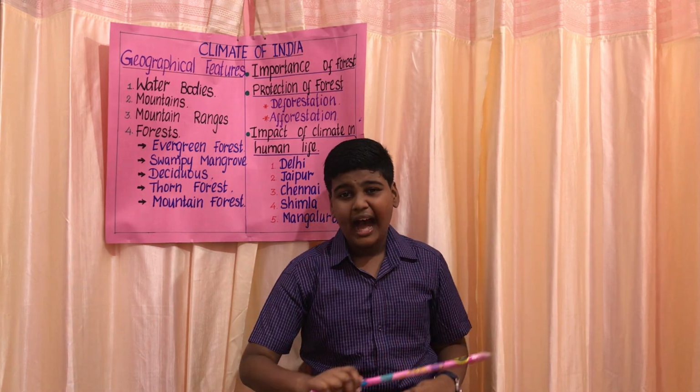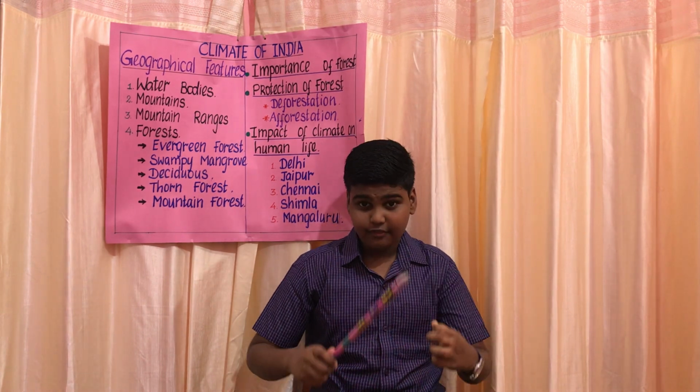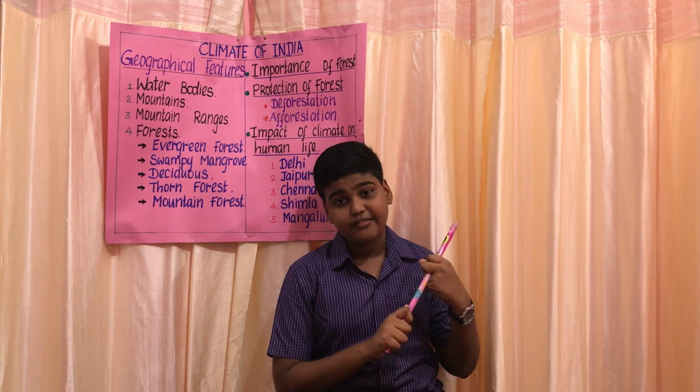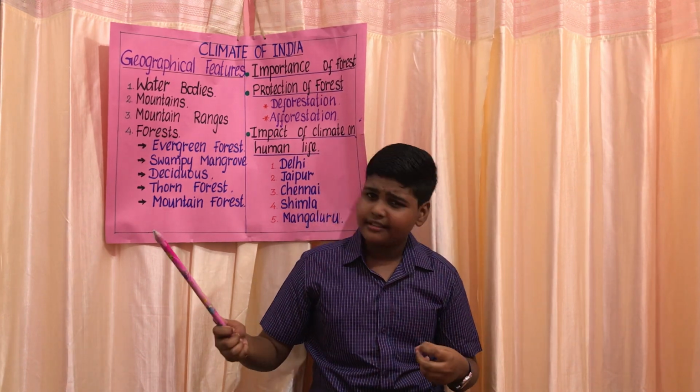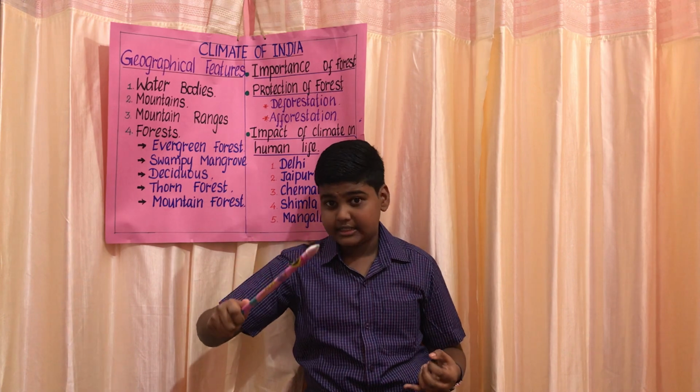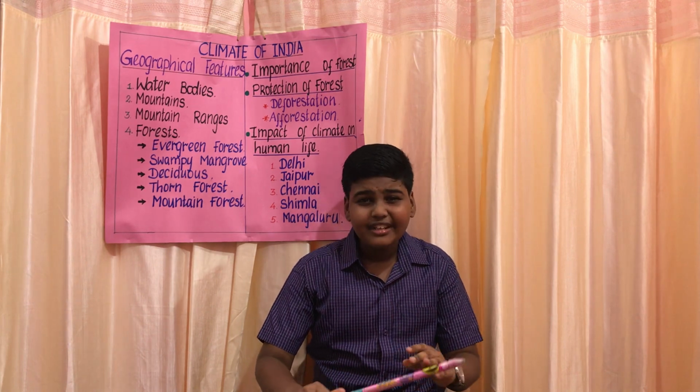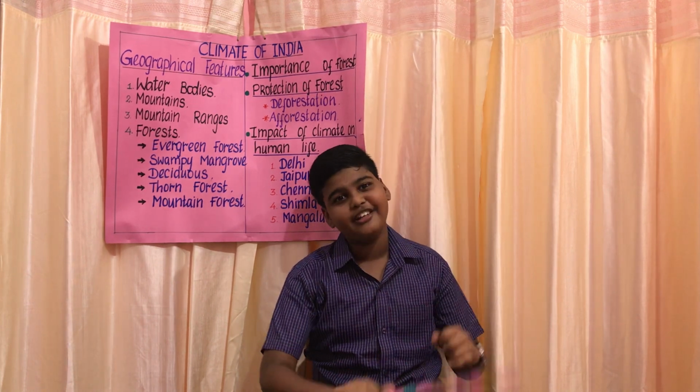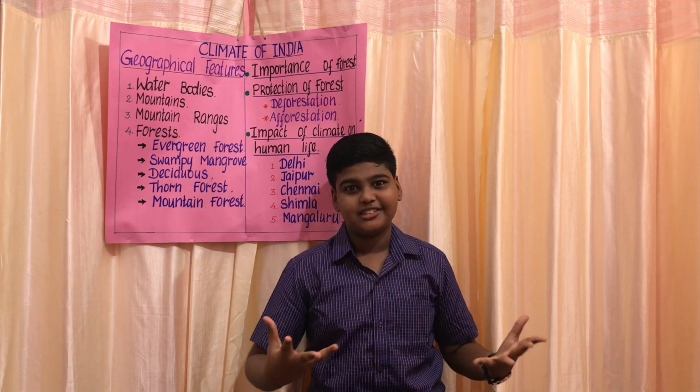In summer the average temperature varies from 30 degrees Celsius to 45 degrees Celsius, but that is the average. Sometimes it goes above that too. In the winter, it ranges from 5 degrees Celsius to 22 degrees Celsius. So in winter, the 5 degrees Celsius means you can realize how cold it will be.